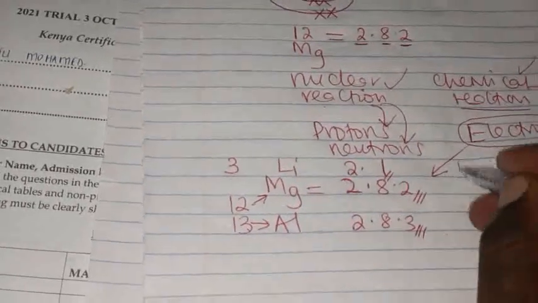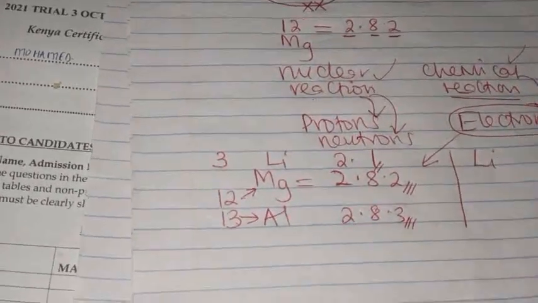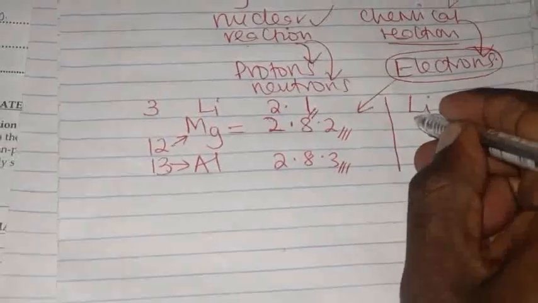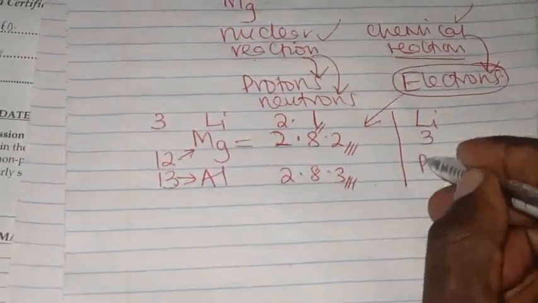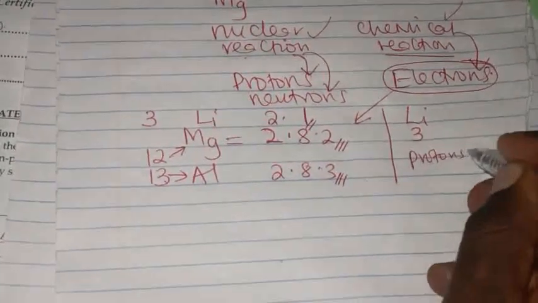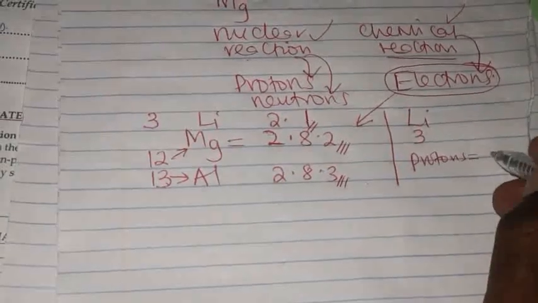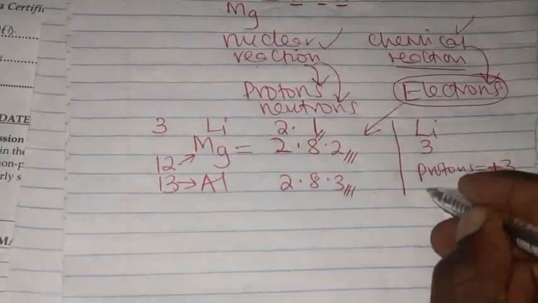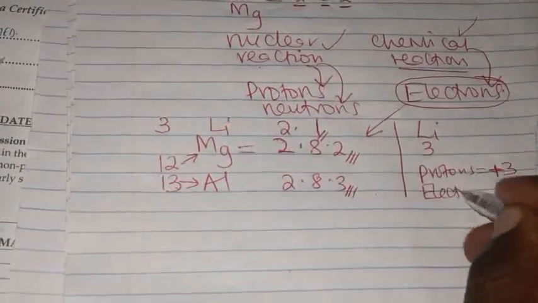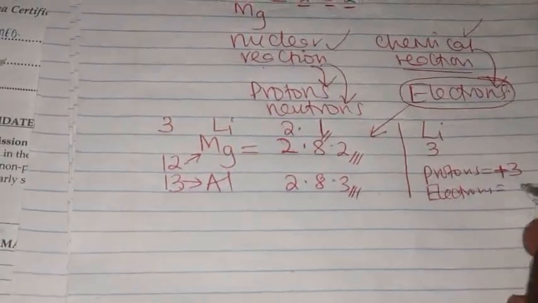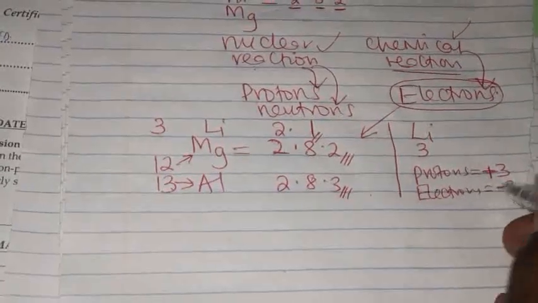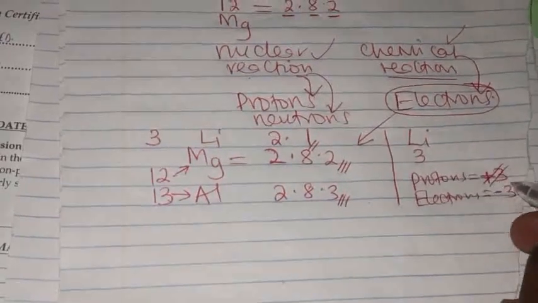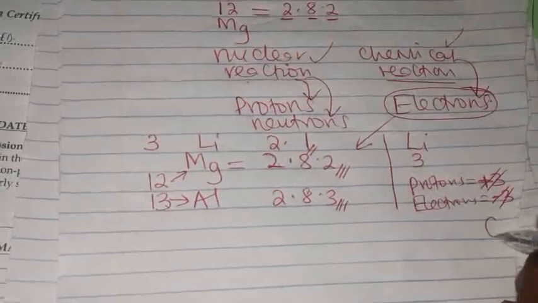For example, if I talk about lithium, and lithium is number 3, then that means the protons in this atom of this element called lithium is 3. So there are 3 positives. Then the electrons are also supposed to be 3. So you have 3 negatives. So the 3 positives will cancel out the 3 negatives so that the resultant charge is 0.